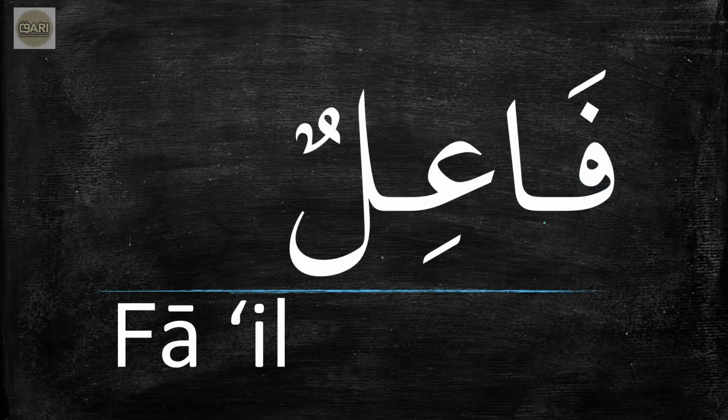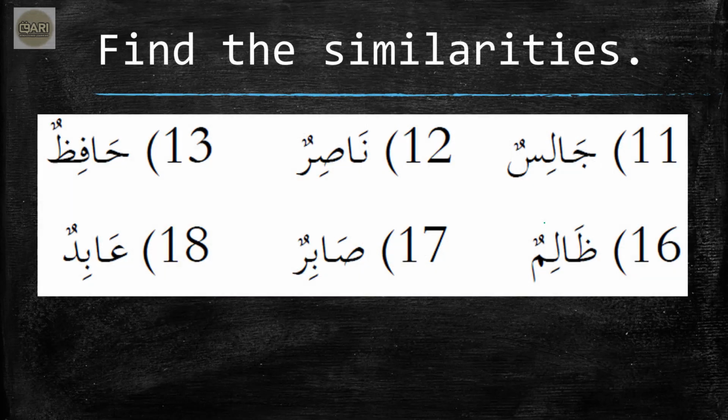The next form that we have is the Faail form. You will notice that the structure is different with the addition of the, can you guess it? Can you remember from class? You'll also notice that the macron is on the A and not on the I, because that's where the elongation is happening. So we'll read each of these words with the elongation of the alif. So we have jalis, nasir, hafiz, zalim, sabir, abid. Again, jalis, nasir, حافظ, ظالم, صابر, عابد.